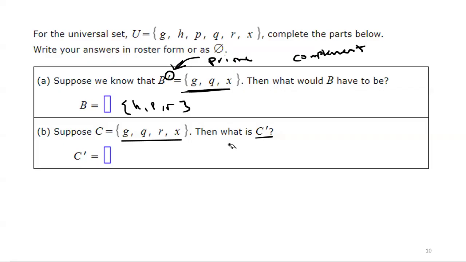Okay, very good. We know that C contains these elements, so I go to the universal set and eliminate them, because I'm trying to figure out what's in C prime. I eliminate G, Q, R, and X. What is left over? H and P. So C prime is just going to be HP, which a lot of you picked. Any questions on that one?